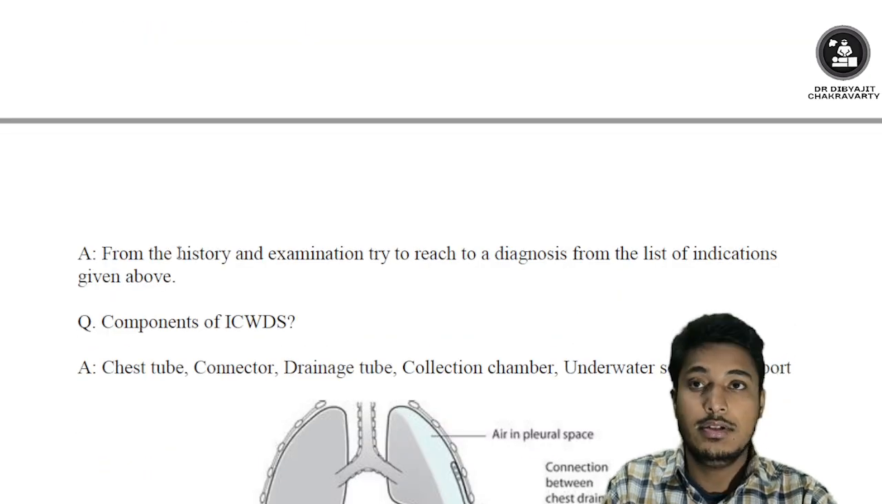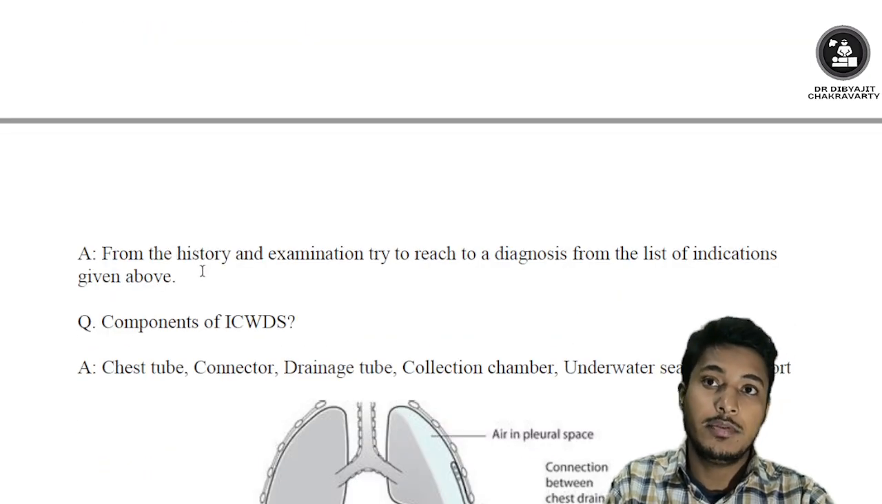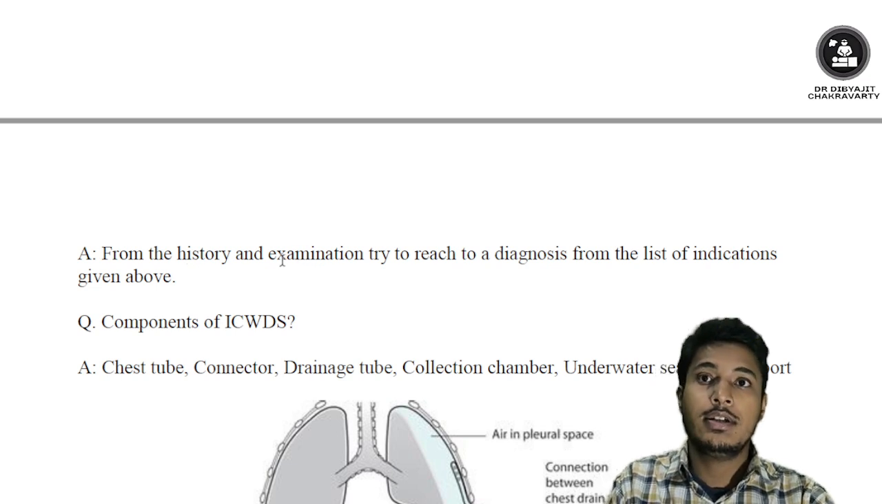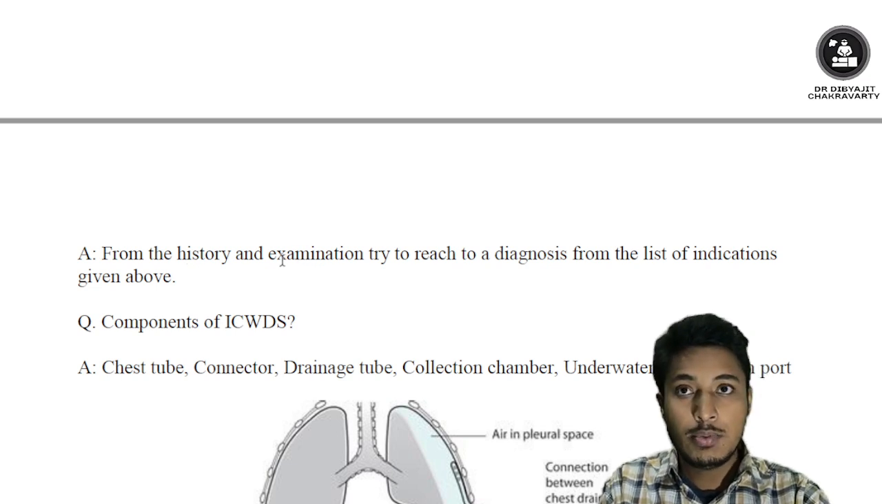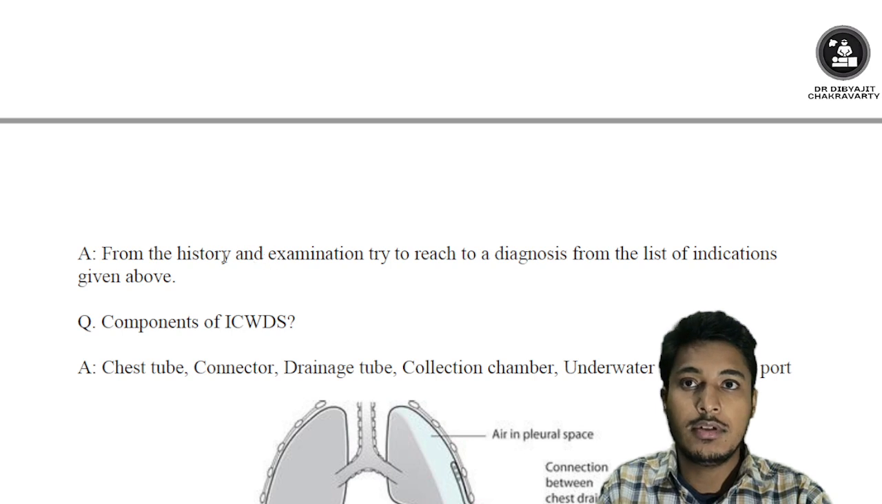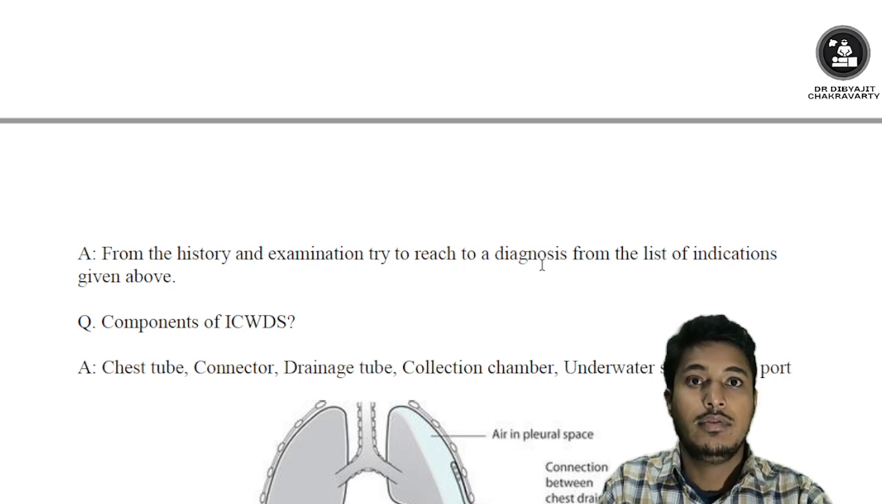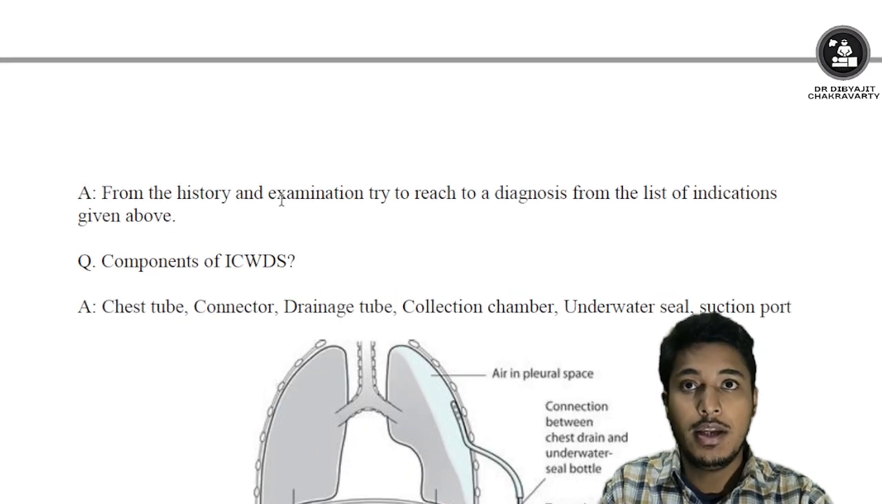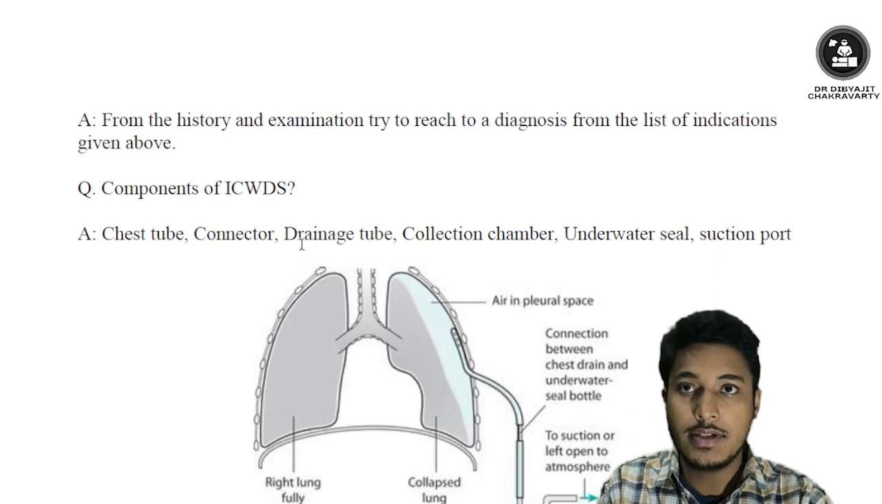From the history, like is there any trauma history, or any previous history of tuberculosis, or any smoking history? From that we have to conclude whether it is a case of air in the pleural cavity, or fluid, or blood in the pleural cavity. According to that we have to come to a diagnosis, and we have to give the indication for insertion of the chest tube from the above mentioned list as we have discussed previously.